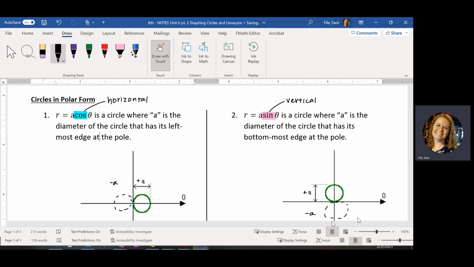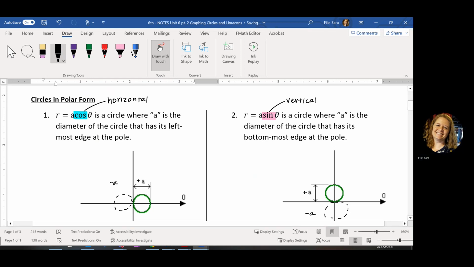And some of you may have already inferred that from the Desmos activity yesterday. You may have already taken some of those notes or written some of those things down. So far, so good with circles?